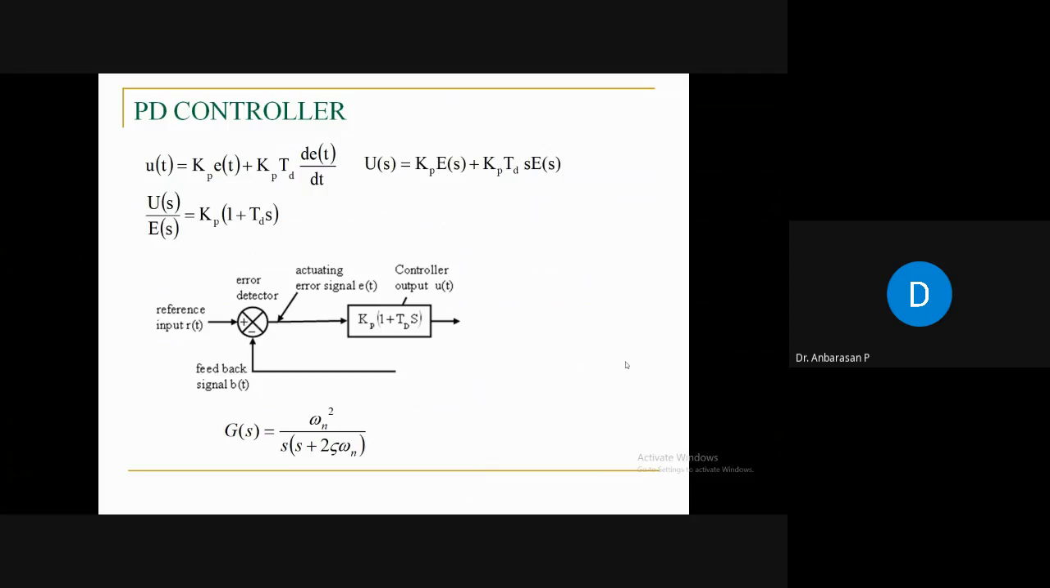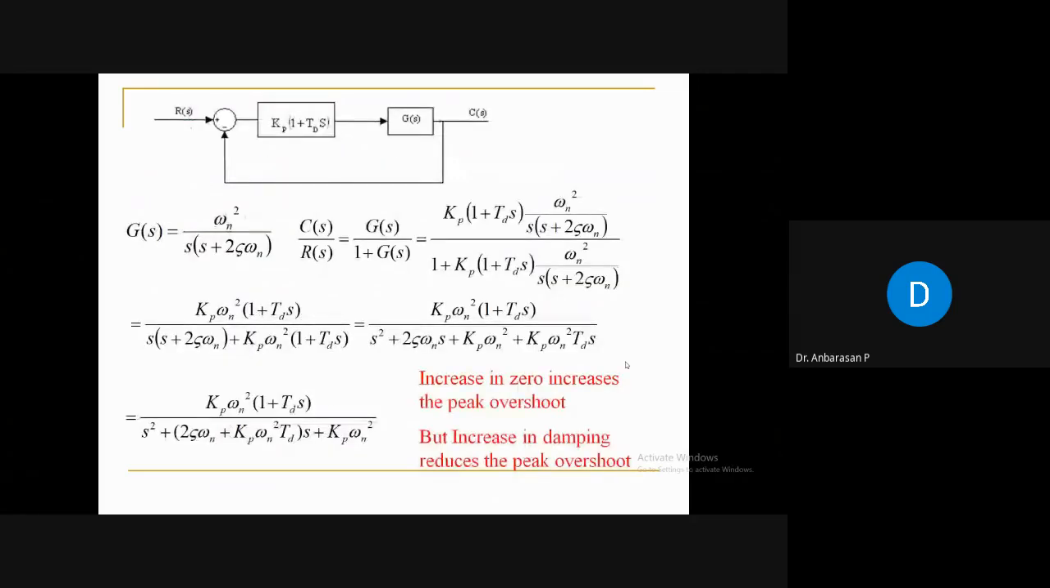Again, if you analyze with the second order system, that is omega n squared by s into (s plus 2 zeta omega n), we can find the final transfer function obtained like this. Here, the increase in zero normally increases the peak overshoot. But the increase in damping always reduces the peak overshoot. So from this, the proportional derivative controller normally reduces the peak overshoot. But there will always be a steady state error present in the proportional derivative controller in the system.